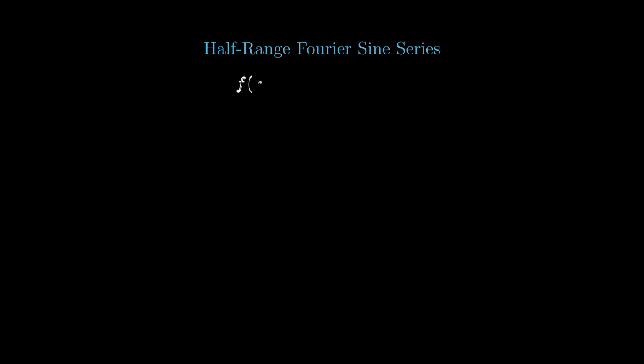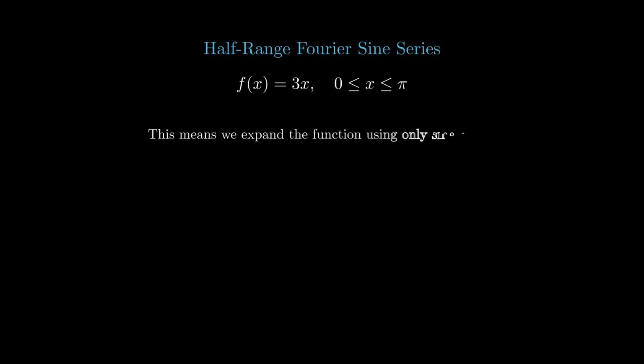We need to find the half-range Fourier sine series for the function f of x equals 3x in the interval from 0 to pi. In a half-range sine series, we represent the function using only sine terms. This corresponds to an odd extension of the function.